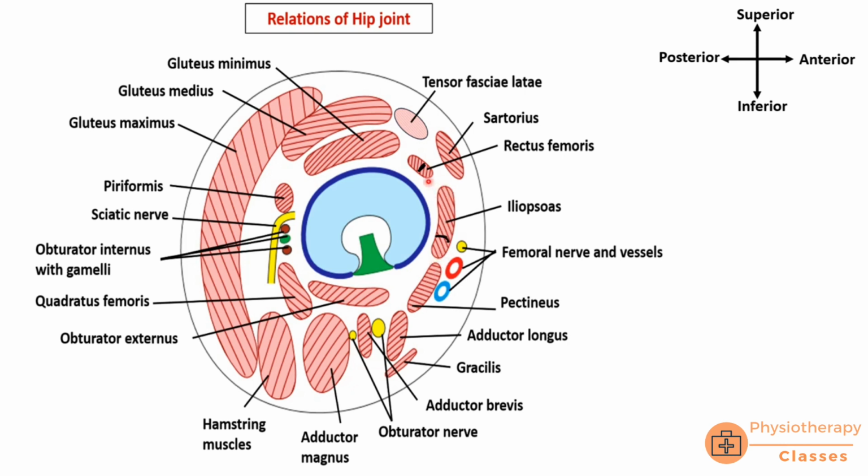So it is easy to remember. We'll remember the four muscles here, and they are the pectineus, psoas major, iliacus and the straight head of rectus femoris.